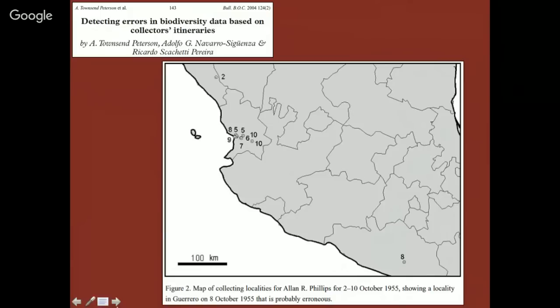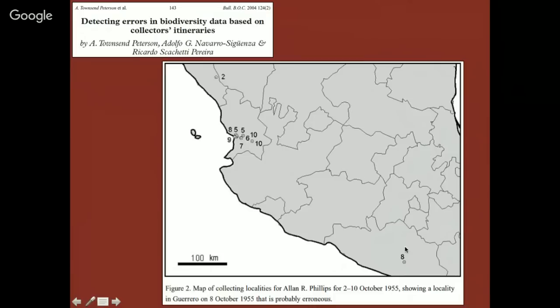So for example, here are collecting localities for Alan Phillips between the 2nd of October and the 10th of October in 1955. And what I want you to notice is that on the 2nd of October, he was up here in the Northwest. By the 5th of October, he's down here in the Mexican state of Nayarit. And during this period, he is traveling around Nayarit. We see him on the 5th, on the 6th, on the 7th, 8th, 9th, and 10th.